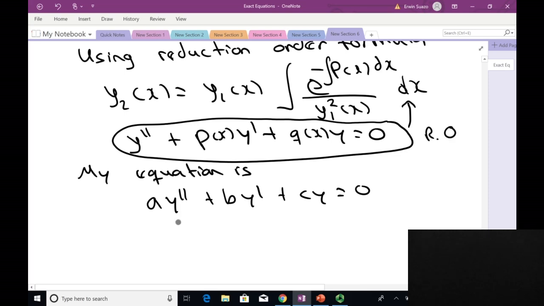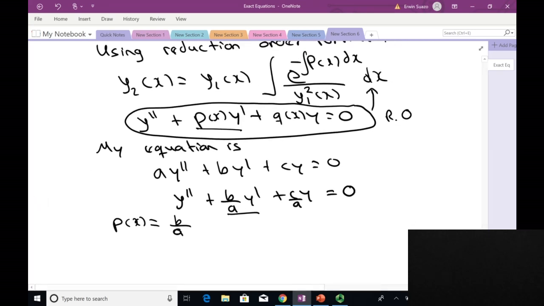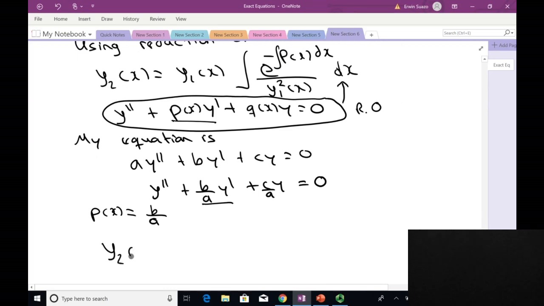Divide by a. So we get y double prime plus b over a y prime plus c over a y equals 0. So we divide by a. So what is p of x? B over a. Why? Because look, this is the coefficient next to y prime. So I use my formula. My formula says y2 of x equals y1 of x.